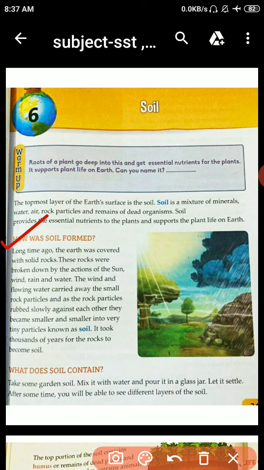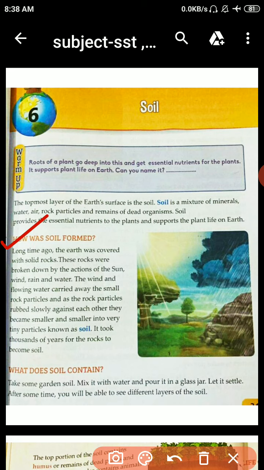So these are the agents for soil formation. Who was the agent? Sun, wind, rain and water. And how do they work? The wind and flowing water carried away the small rock particles. Particles means a natural substance such as coal, salt, oil, etc., especially one that is found in the ground. As the rock particles rub slowly against each other, they become smaller and smaller, very tiny particles known as soil.